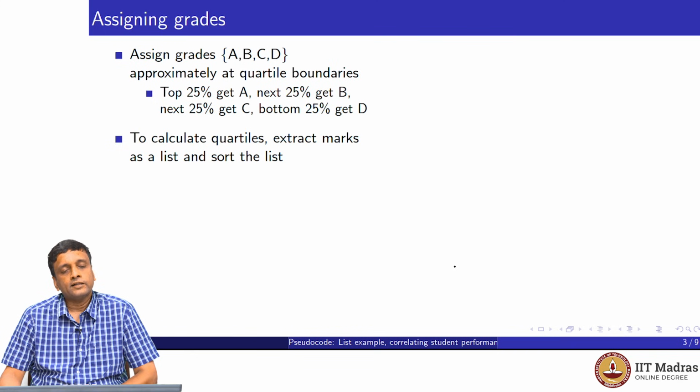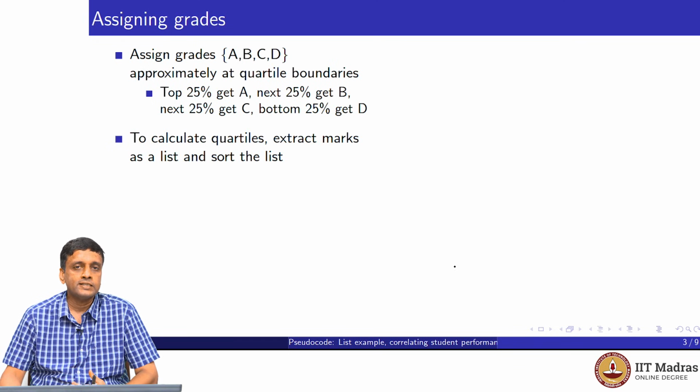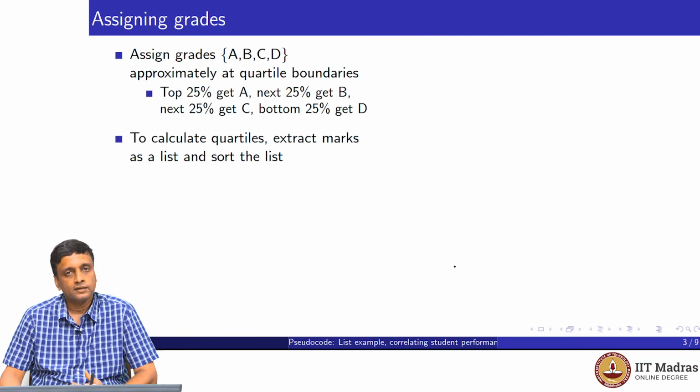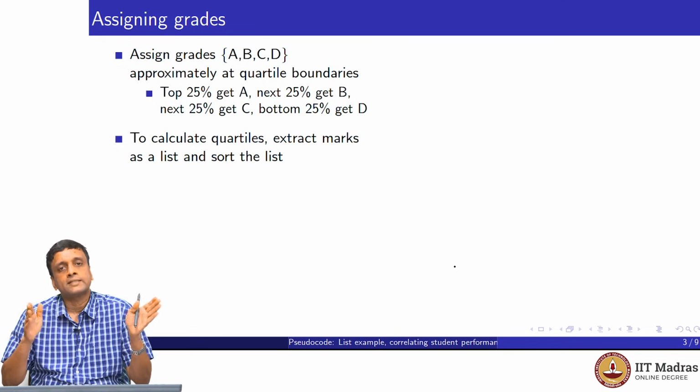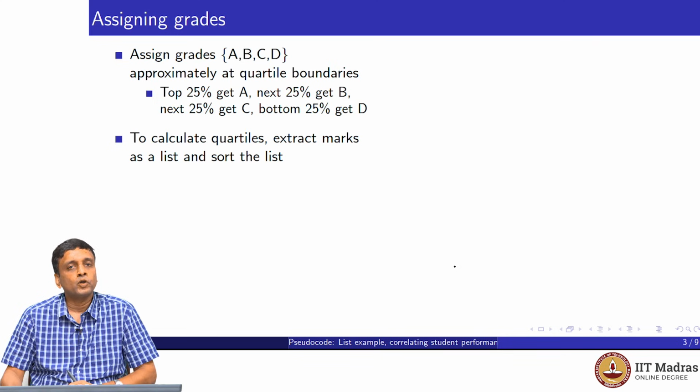To calculate these quartiles, we need to find out who are the top 1/4, then the next 1/4 and so on. The easiest way to do this, as we said when we discussed sorting, is to arrange these marks in ascending order or in descending order. Once they are arranged, we can take the first 1/4 in this list and call that the highest or the lowest, depending on whether it's ascending or not, and then the next quarter and so on. So we can break up this sorted list into 4 equal segments, and each segment will correspond to 1 grade.